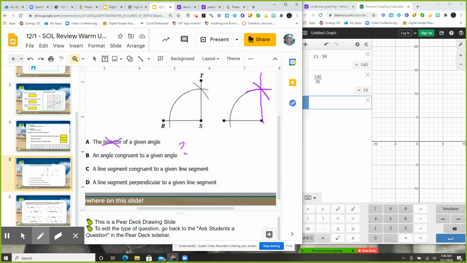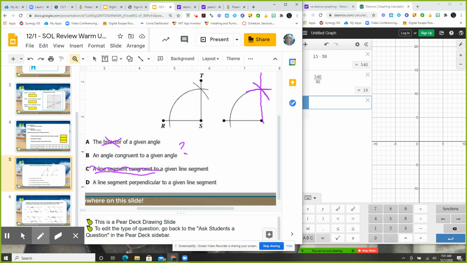A line segment congruent to another line segment. We do have lots of line segments, but I feel like there's a whole lot more going on in this than a line segment. Do you agree with me? Yeah, so I'm going to cross out C as well. I feel like there's a lot more going on than that.